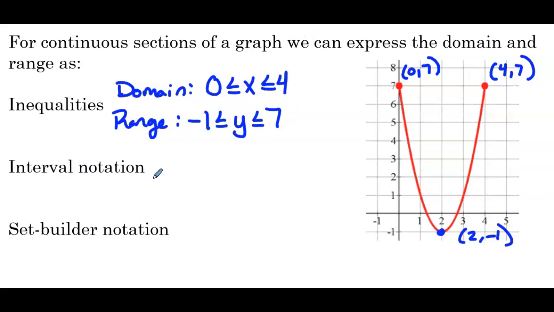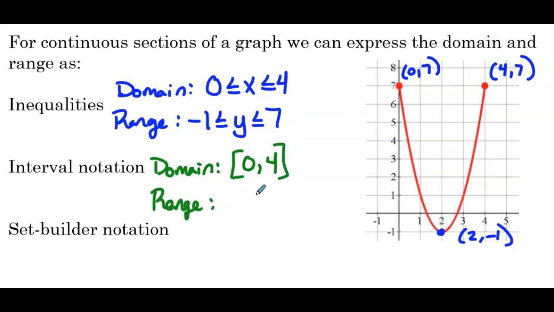Now in interval notation, we're just going to take the inequalities that we've written and turn them into interval notation. So for our domain, the interval goes from 0 to 4, and it's equal to 0 and equal to 4, the x values that is, so we're going to use brackets. The range, -1 to 7, and it's equal to -1, also equal to 7, so we'll use brackets as well. It's a little bit more condensed when we're writing it in interval notation.